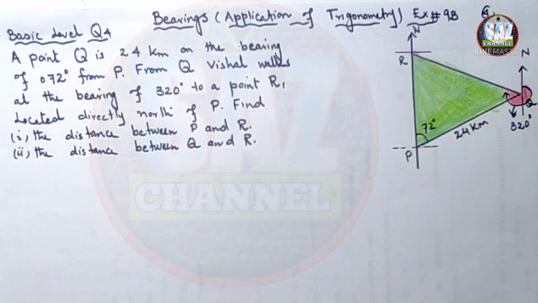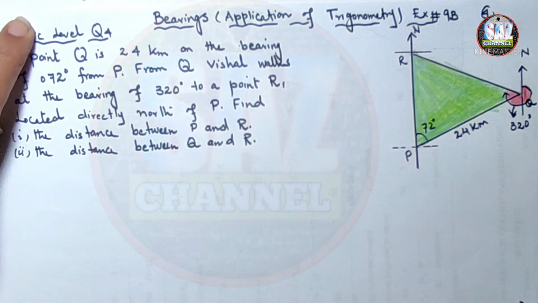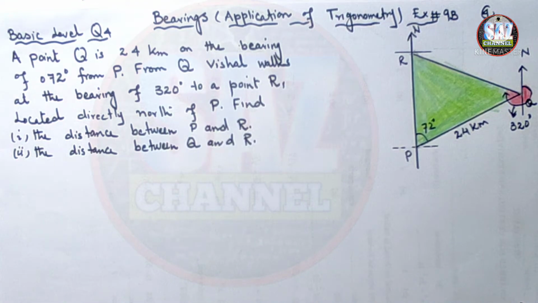This is my fourth lesson of D3 chapter number 9, exercise 9b, that is about the bearing and application of trigonometry in the real world. In this class, students will be learning and discussing basic level question number 4.